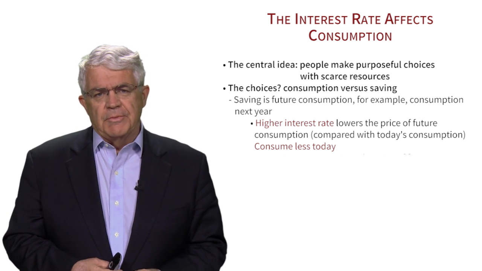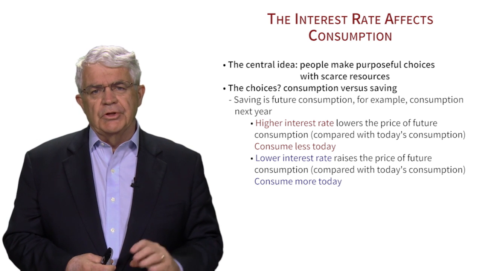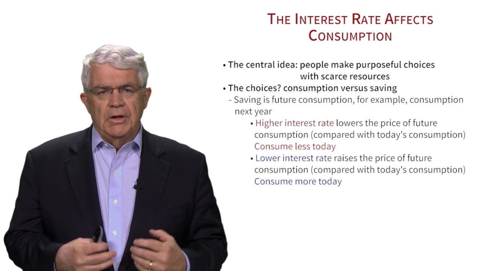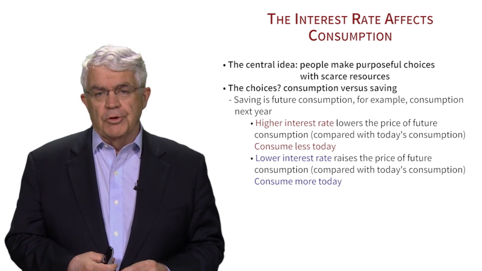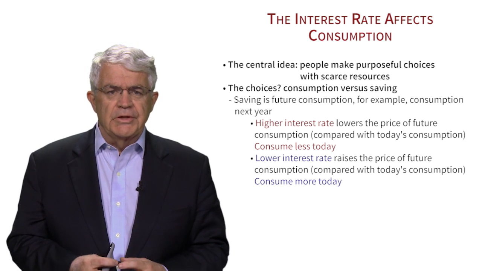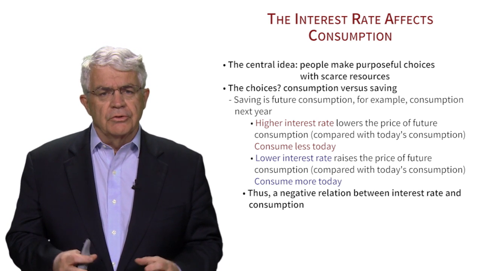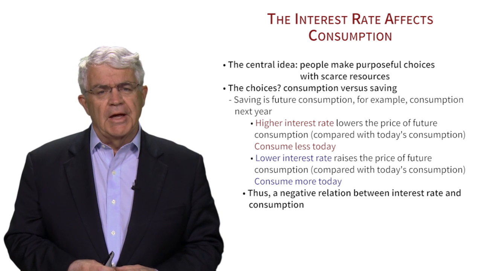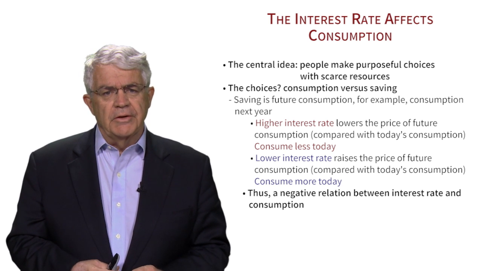And in reverse, the same thing should happen. A lower interest rate effectively raises the price of future consumption. You get less when you save your money and you put it in the bank. And that's compared to today's consumption. So that suggests you consume more today if the interest rate is lower. So this simple reasoning, based on basic economics, suggests there should be a negative relationship between the interest rate and total consumption of people. And then if you add that up for all the people consuming in the economy, there's got to be a negative relationship between the interest rate and the total amount of consumption.